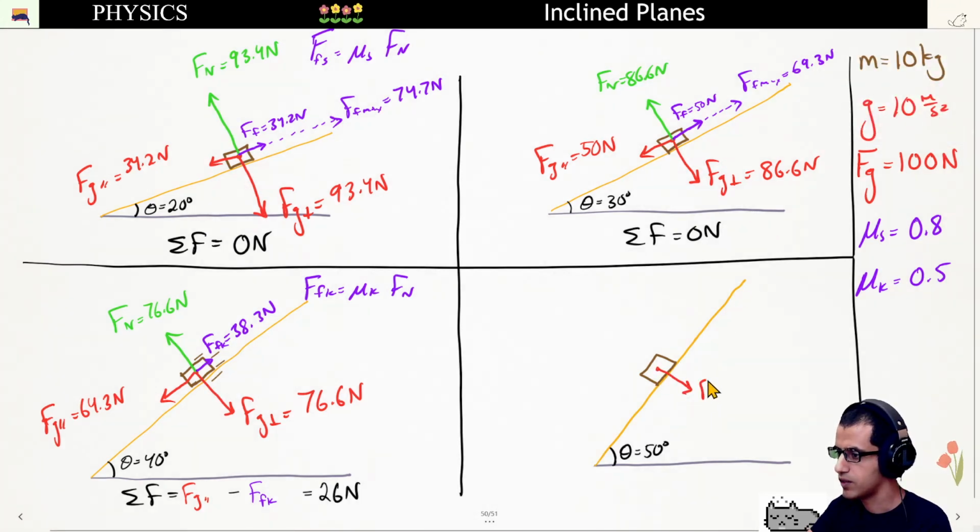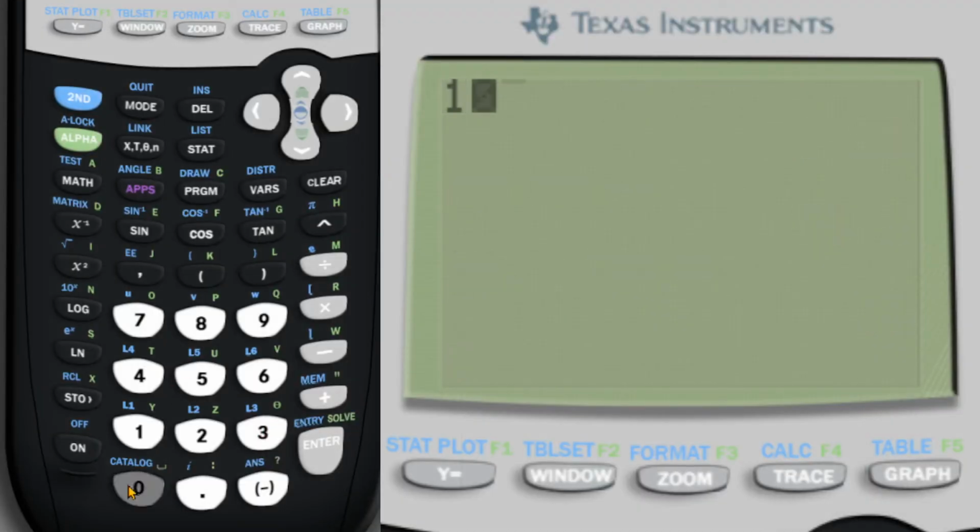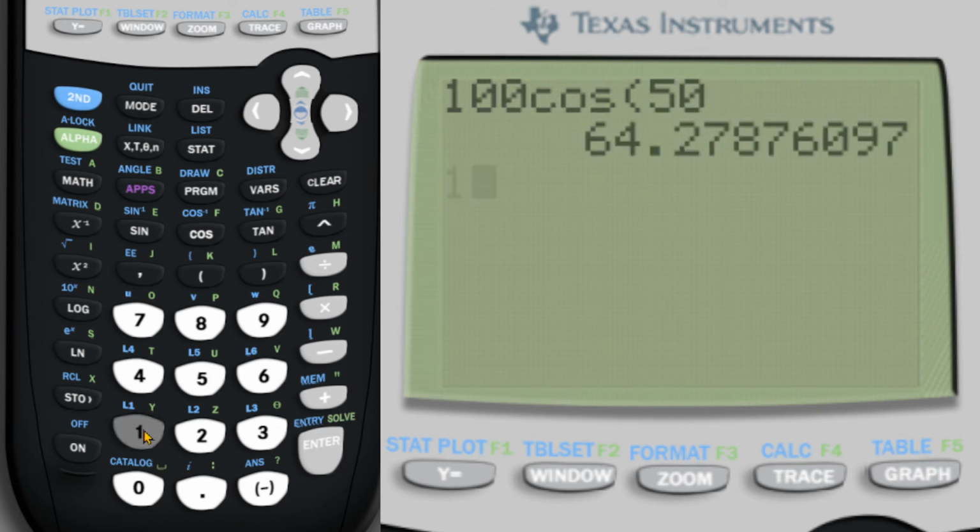I'm going to have a force of gravity perpendicular here and a force of gravity parallel. For the first time now we're going to have a parallel component that's going to be greater than the perpendicular component because we're at an angle above 45 degrees. So let's go to our calculator. 50 degrees, 100 times cosine of 50, and 100 times sine of 50.